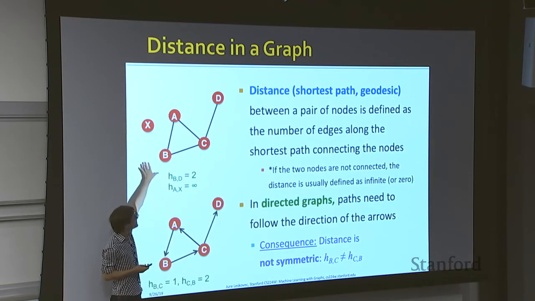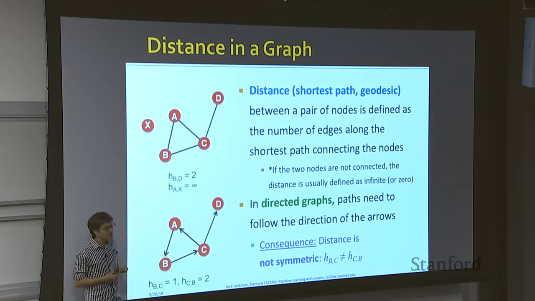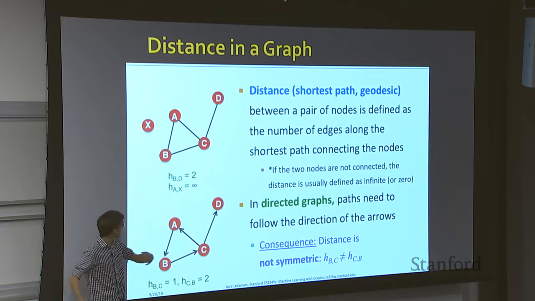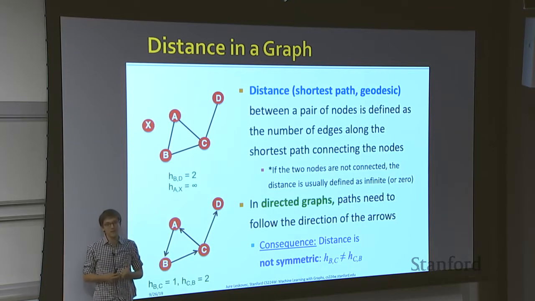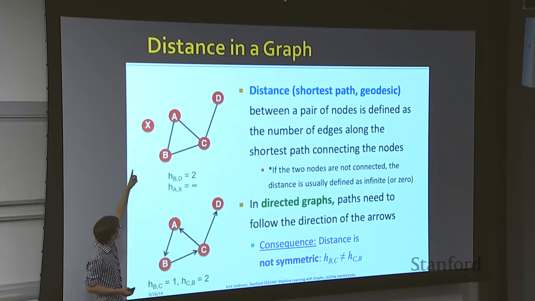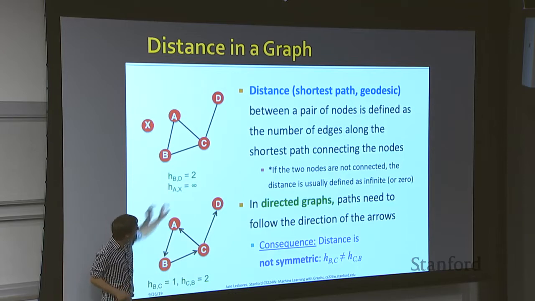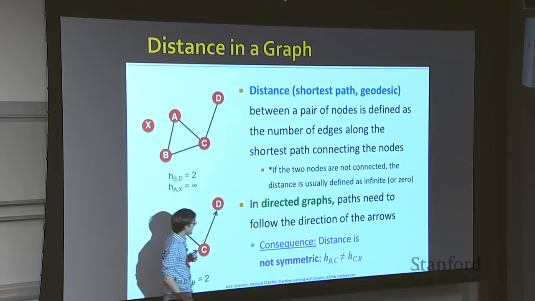If my graph is not connected, or it's disconnected like here, then the shortest path distance between nodes that are in different connected components is defined as infinite, or it's kind of undefined. There is no way for me to get from node X to node A by traversing edges. So this is in undirected graphs.